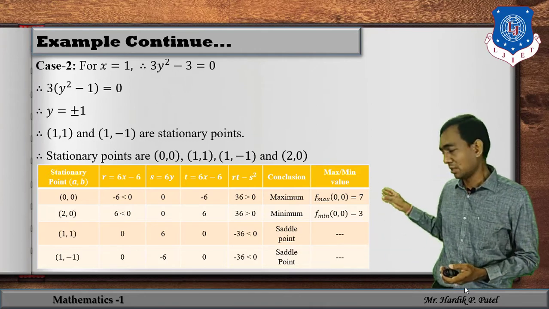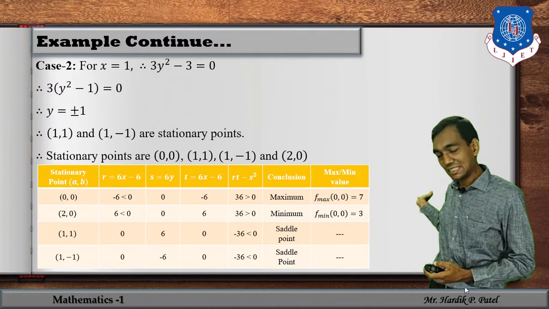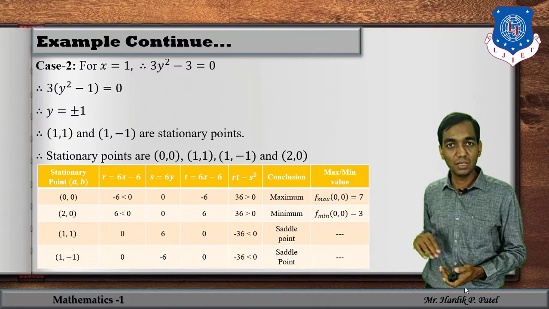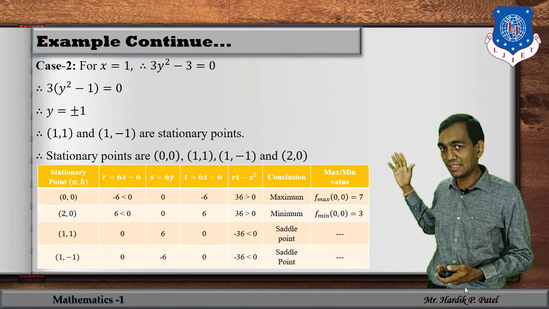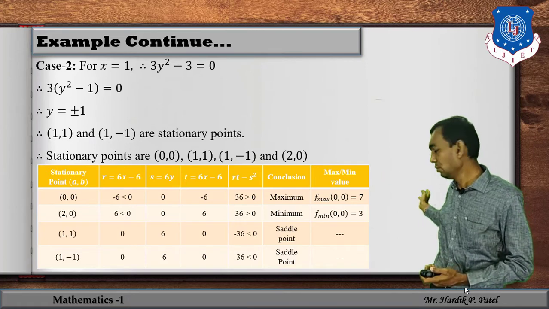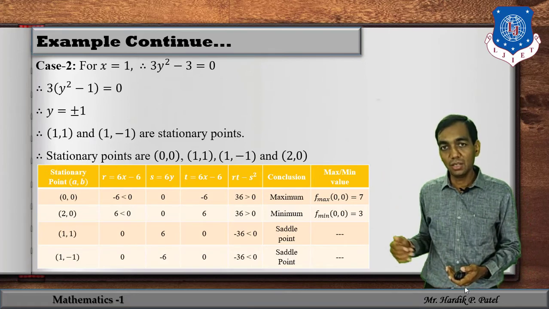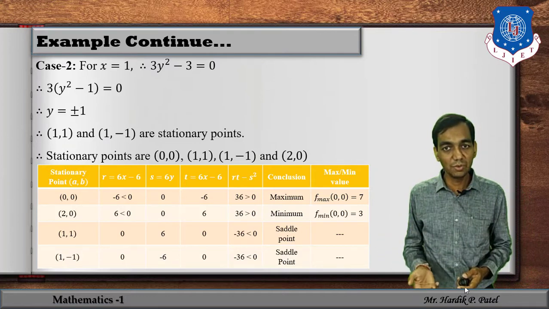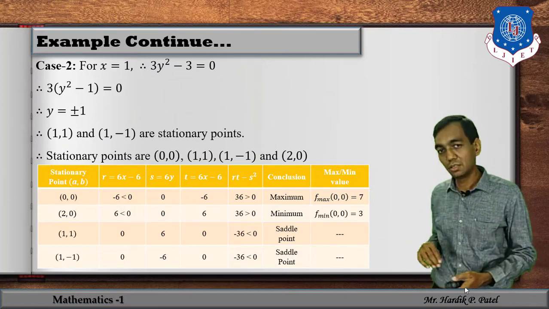In the same manner, if you are going to find the maximum or minimum value, then f maximum will be f of 0 comma 0, and if you put x and y equal to 0 in the original function, then you have a maximum value 7. In the same manner, if you put 2 comma 0 in the function, that will give you the minimum value and that will be 3.